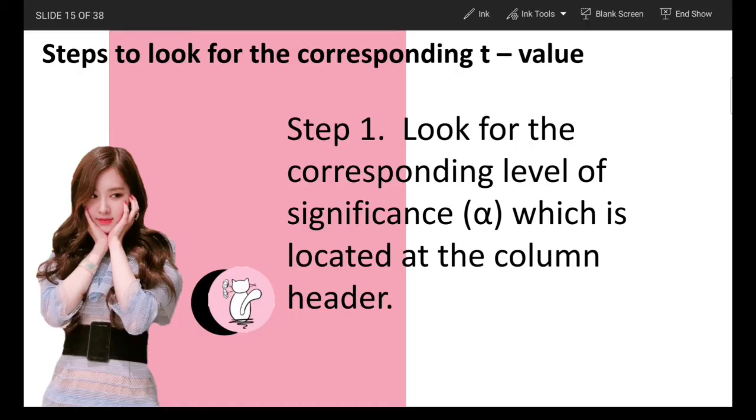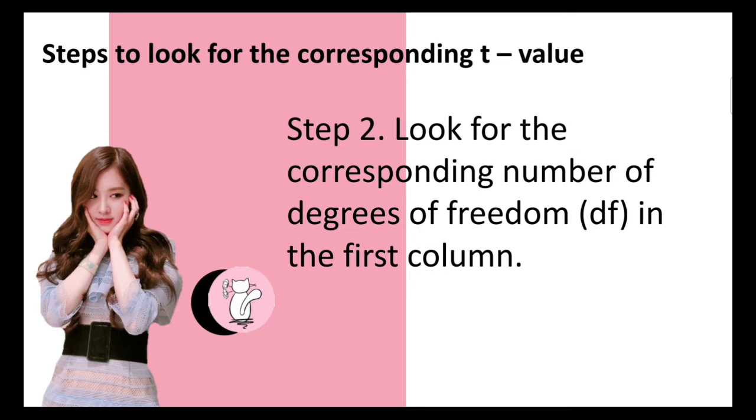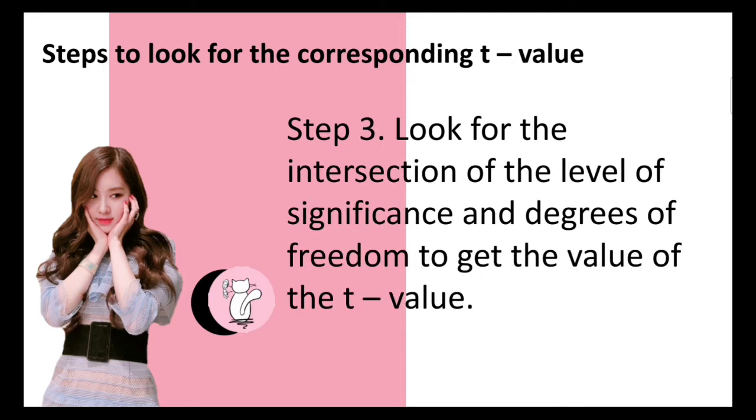So, our first step to look for the corresponding t-value, we have to look for the corresponding level of significance, which is the alpha, which is located at the column header. Next, we have to look for the corresponding number of the degrees of freedom in the first column. And then for the last step, we have to look for the intersection of the level of significance, which is the alpha, and degrees of freedom to get the value of the t-value or the critical value.